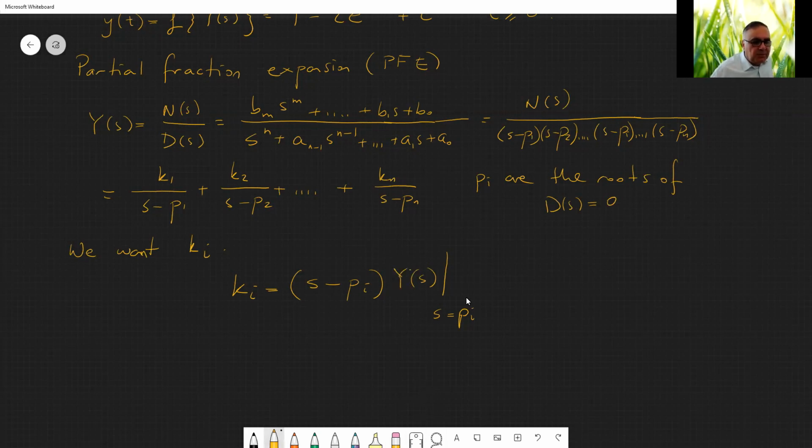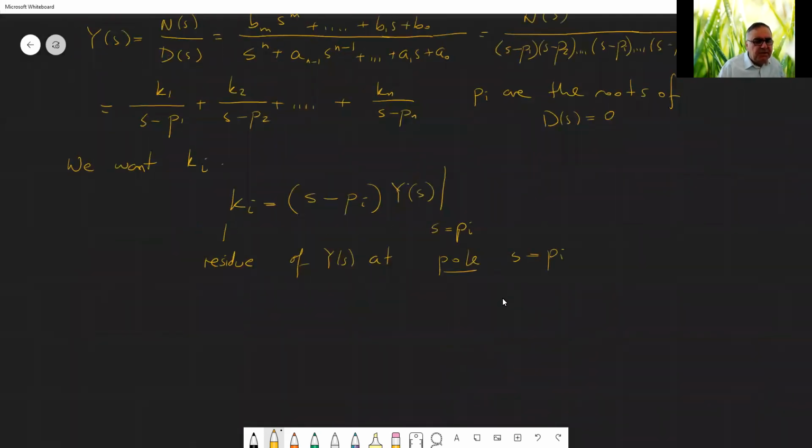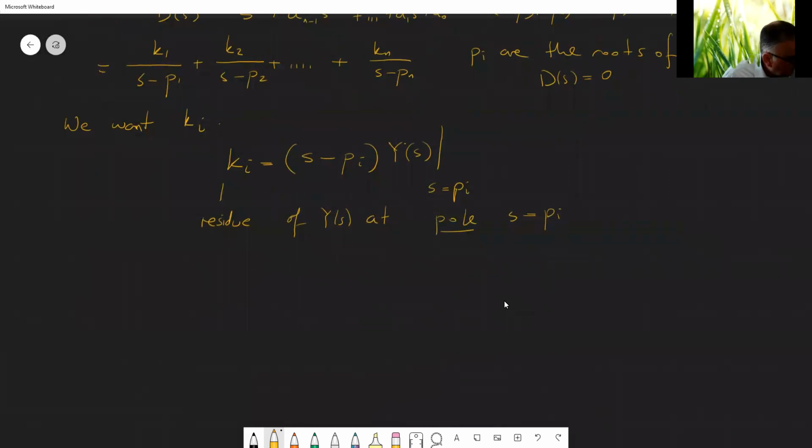When you multiply Y(s) by (s minus p_i), these terms cancel so that there is no division by 0, and you are going to get the K_i value. K_i is called the residue of Y(s) at the pole s equals p_i. So you can very easily find the values of these coefficients.